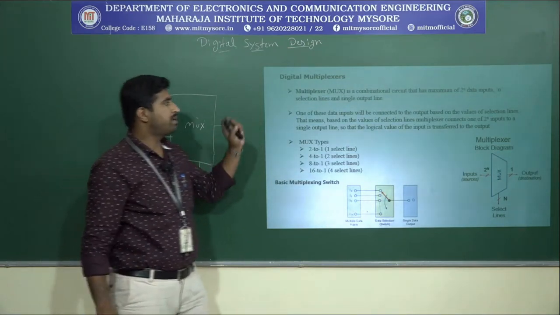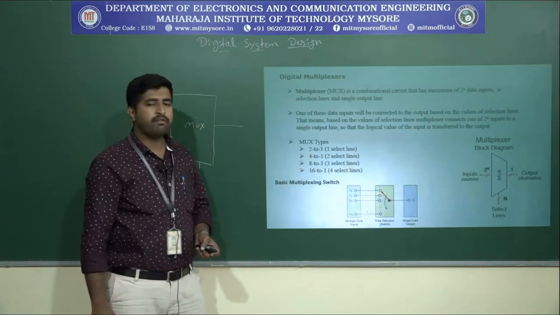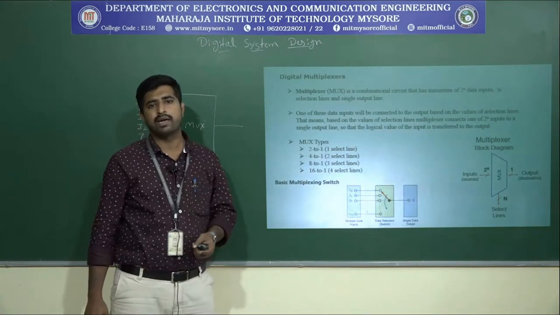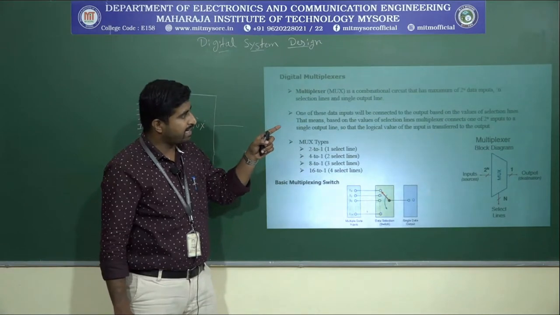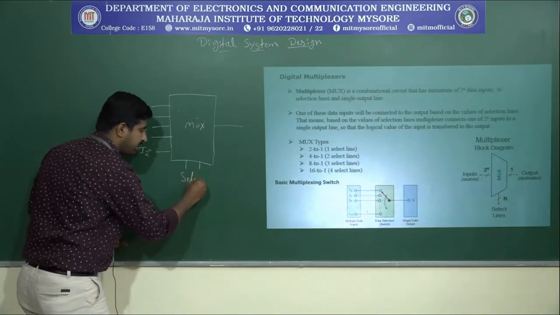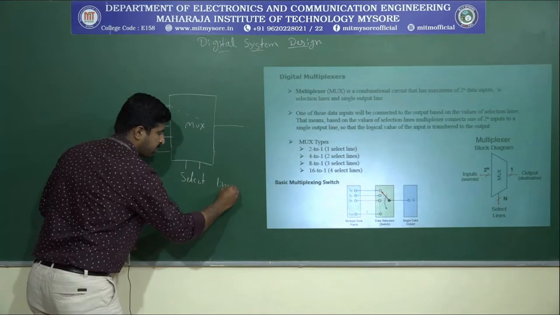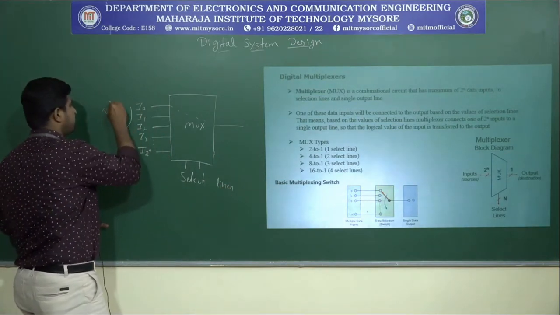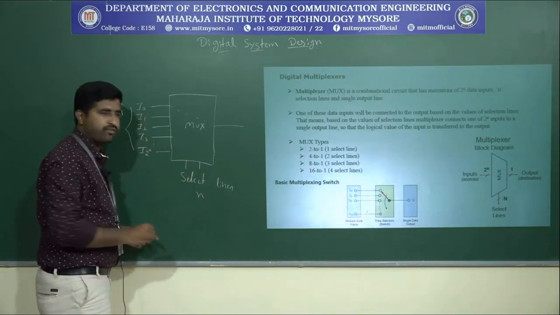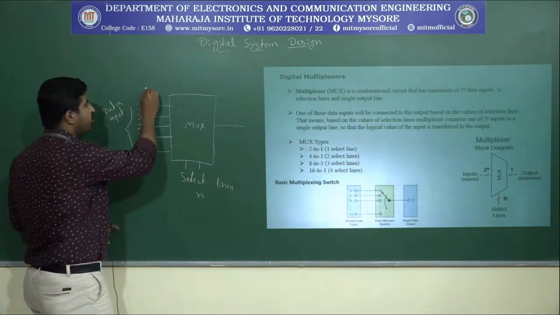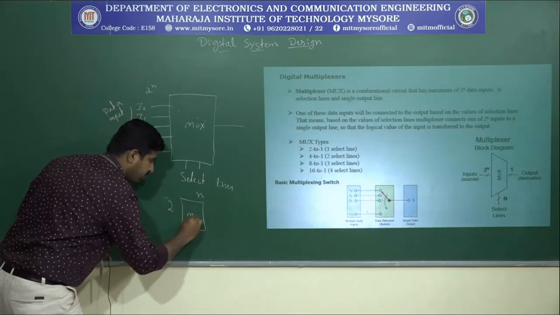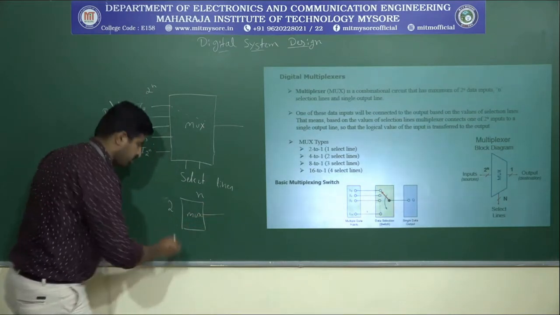So a multiplexer is a combinational circuit that has a maximum of 2 to the power of n data inputs, n selection lines, and a single output line. Here you can see the 2 to the power of n data lines and the n select lines. There is a relation between the select lines and the data lines. If we have n bits of select lines, then the inputs will be 2 to the power of n, and we know the output will always be 1.